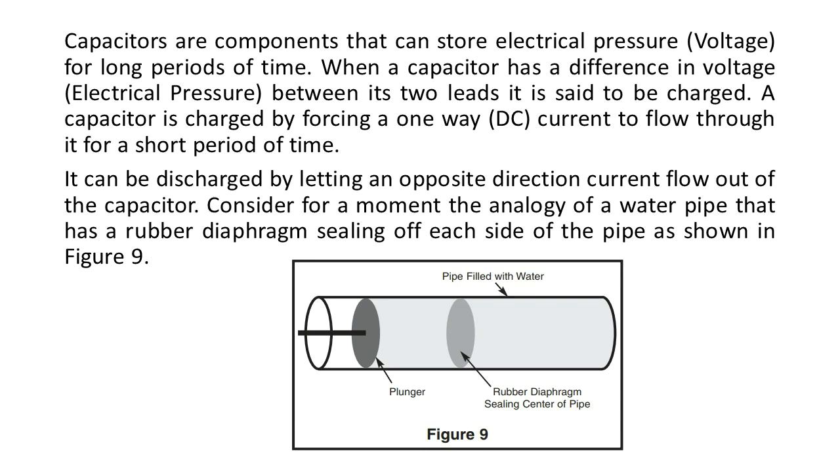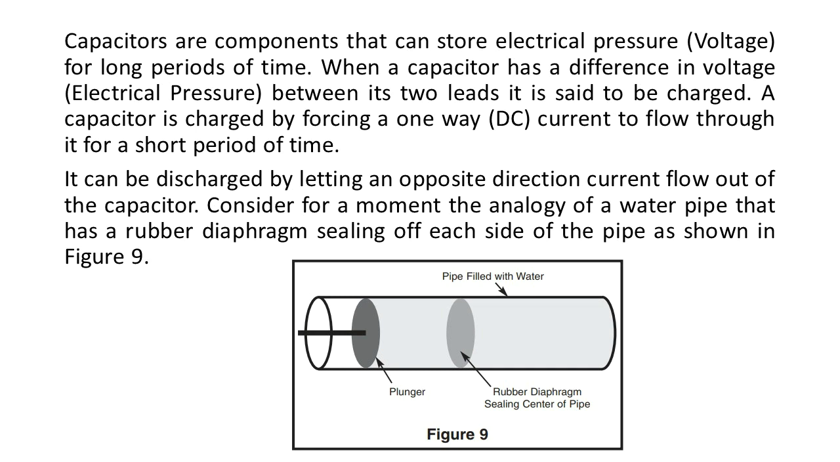Capacitors are components that can store electrical pressure for long periods of time. When a capacitor has a difference in voltage between its two leads, it is said to be charged. A capacitor is charged by forcing a one-way DC current to flow through it for a short period of time. It can be discharged by letting an opposite direction current flow out of the capacitor.